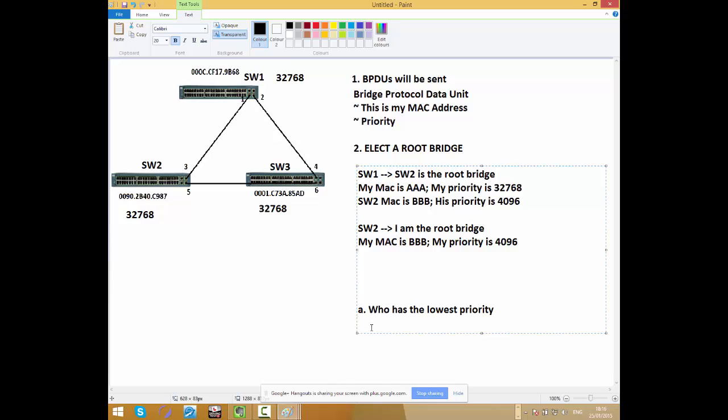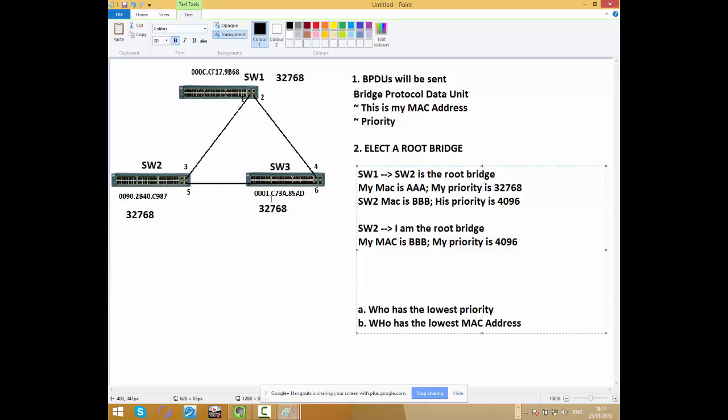So if no one has a better value in terms of priority, the next one is who has the lowest MAC address. If we all have the same priority, then who has the lowest MAC address? The lowest MAC address will become the root bridge. So in this case, who do you think has the lowest MAC address? Switch 1, switch 2, or switch 3? Who has the lowest MAC address out of these three?